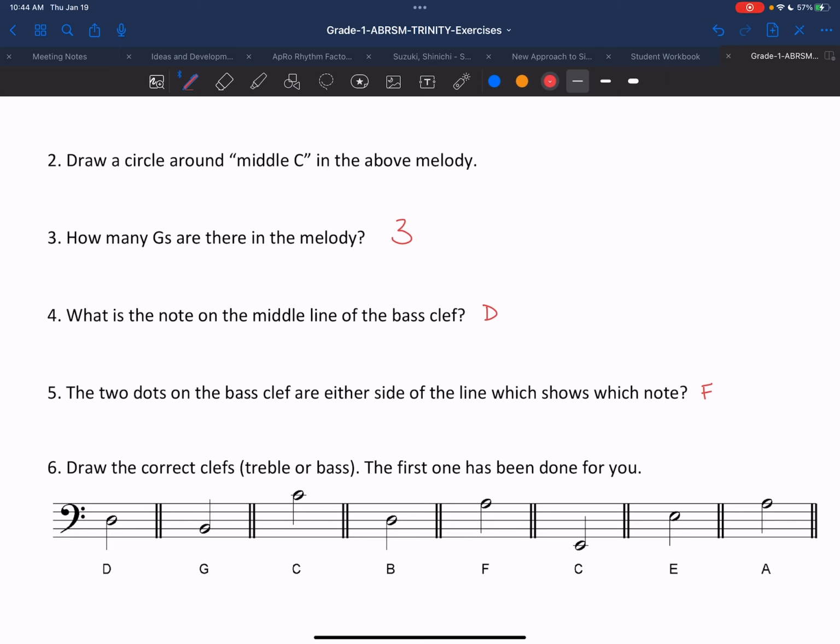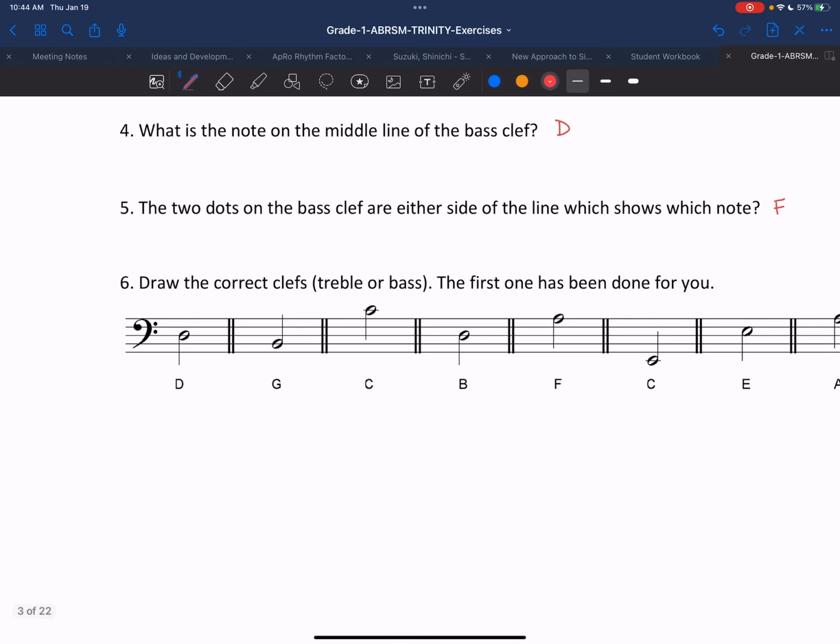Then for number 6, draw the correct clefs, treble clef or bass clef. The first one has been done for us, which is bass clef. Next, remembering how we draw our treble clefs from our first page, we have G, which is on a treble clef in this instance. So we draw our clef. Then C, when it's above on the first line, means we are in the bass clef. B on the middle line is also then the treble clef.